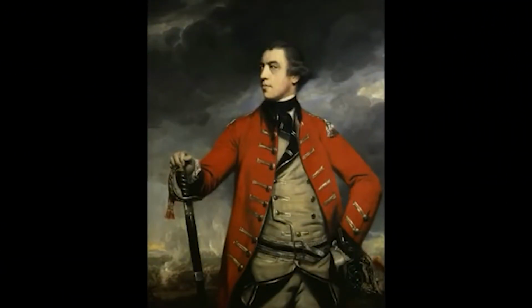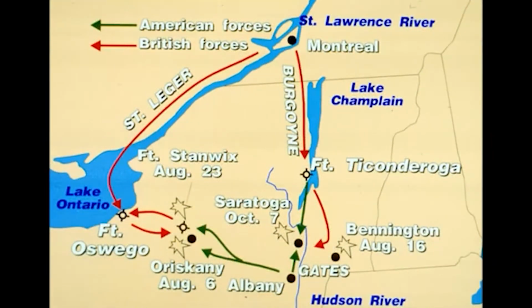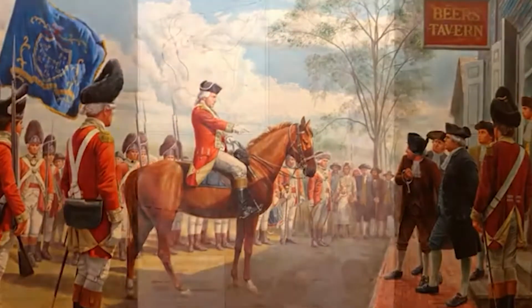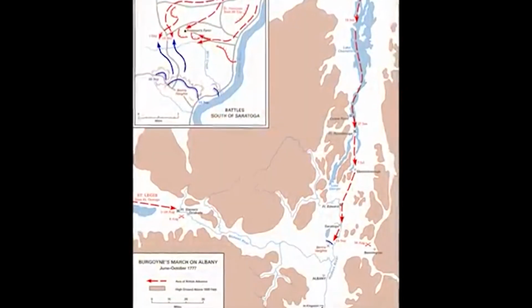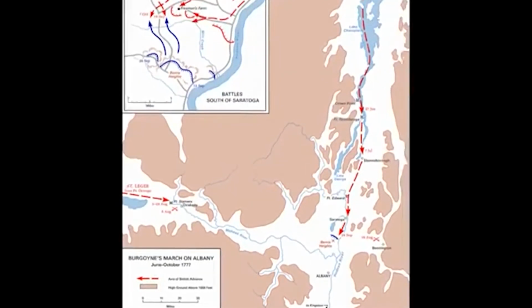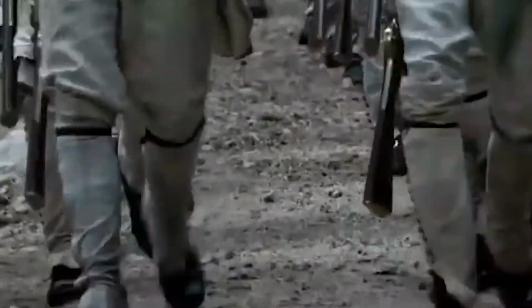Johnny Burgoyne would lead 8,000 troops from Canada, while a separate force under Barry St. Leger would move east from Ontario. The third group, General Howe's main army, would move north from New York City. The 3 British armies would converge at Albany, cut off New England from the other colonies, and destroy the Patriot Army. From the outset, the British plan began to unravel.